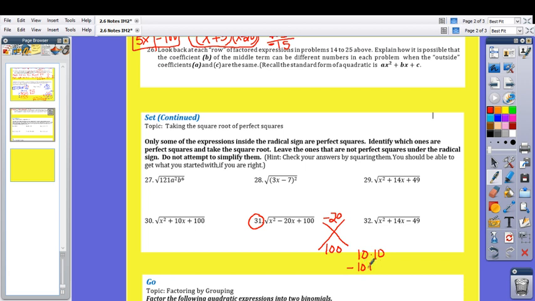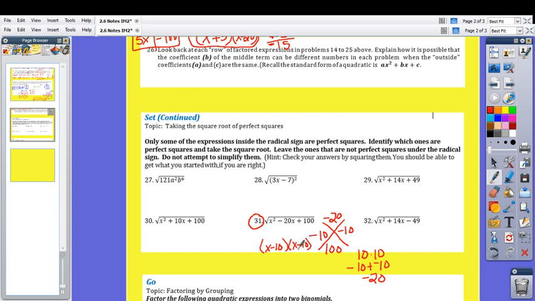So negative 10 plus negative 10 will give you negative 20. That's why we will be putting negative 10 and negative 10, because negative 10 times negative 10 gives you 100, but if you add them, you get negative 20. So it will be x take away 10 and x take away 10.